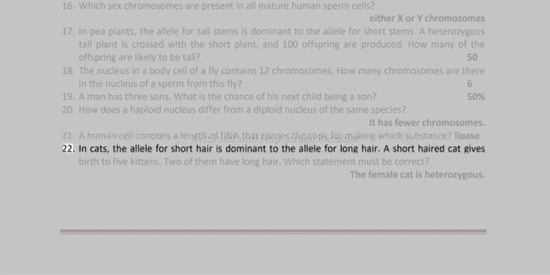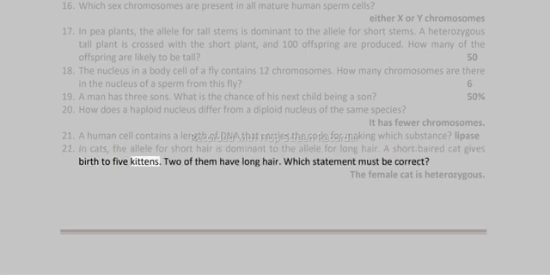Lipase. 22. In cats, the allele for short hair is dominant to the allele for long hair. A short-haired cat gives birth to 5 kittens. 2 of them have long hair. Which statement must be correct? The female cat is heterozygous.